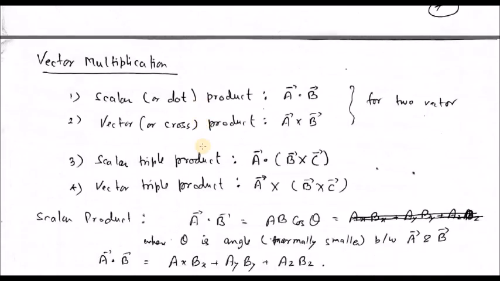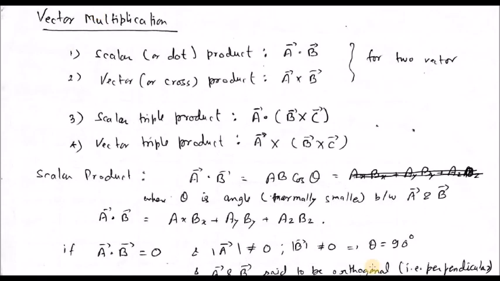And now we will move to vector multiplication. Now we will focus on vector multiplication. So we can have four types of vector multiplication: first for two vectors and then for three vectors. For two vectors we have the scalar or dot product denoted by A dot B, and the vector or cross product denoted by A cross B.